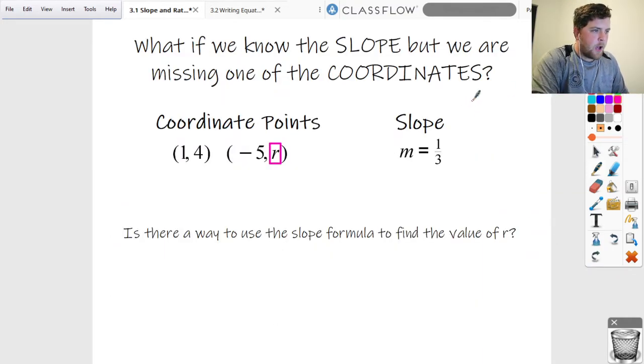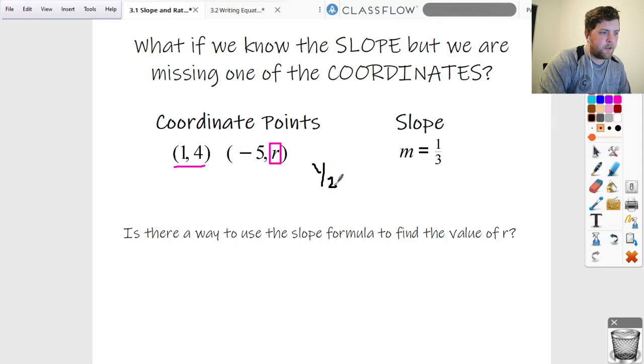Okay, so what if we know the slope, but we are missing one of the coordinates, and we have to find one of the coordinates? Here's how we would do that. They would give us one of the points, and then we have to figure out what this is over here, and then my slope is this. What you can do is set up an equation.